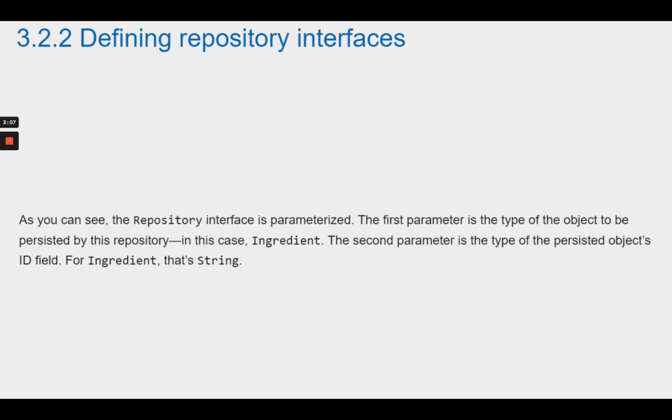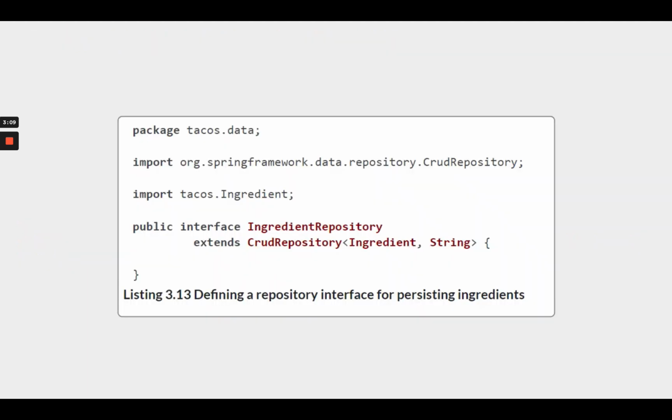For Ingredient, that's String. Although IngredientRepository will work as shown here by extending Repository, Spring Data also offers CrudRepository as a base interface for common operations, including the 3 methods we've defined in IngredientRepository. So instead of extending Repository, it's often easier to extend CrudRepository, as shown next. Similarly, our OrderRepository can extend CrudRepository as shown in the next listing.